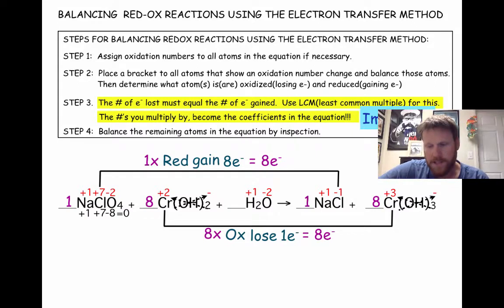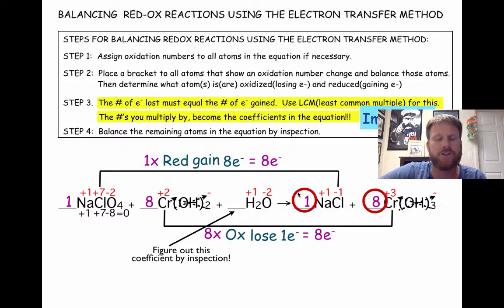When we do this, about 99% of the time, the coefficients of the products are not going to change. So I'm going to circle those and just indicate that those are not going to change. You're still going to want to balance everything by observation to make sure. These numbers, the 1 and the 8 we put on the reactant side, could possibly change. In this example, they happen to not change. The only thing we have to do to finish this is determine the coefficient in front of H2O.